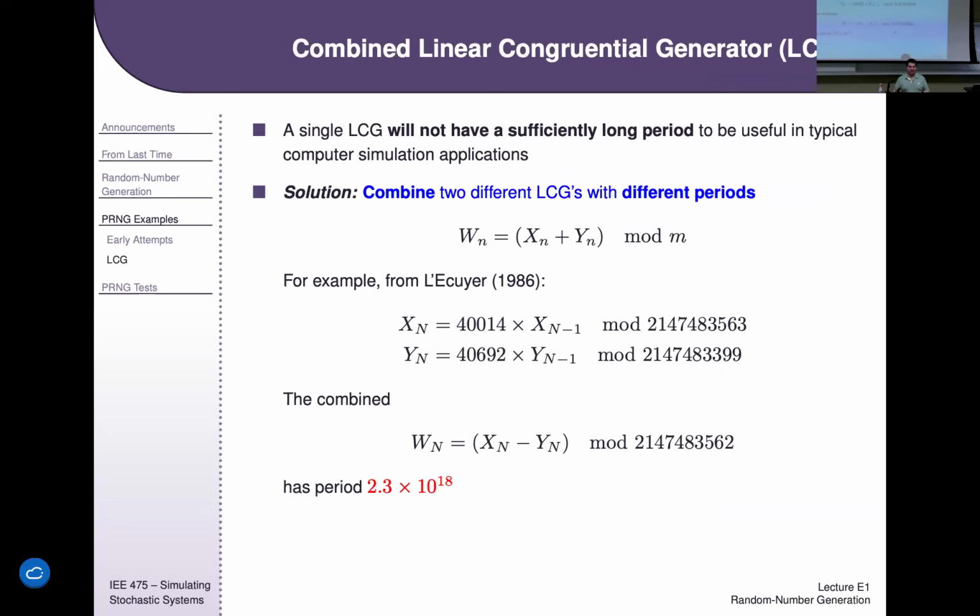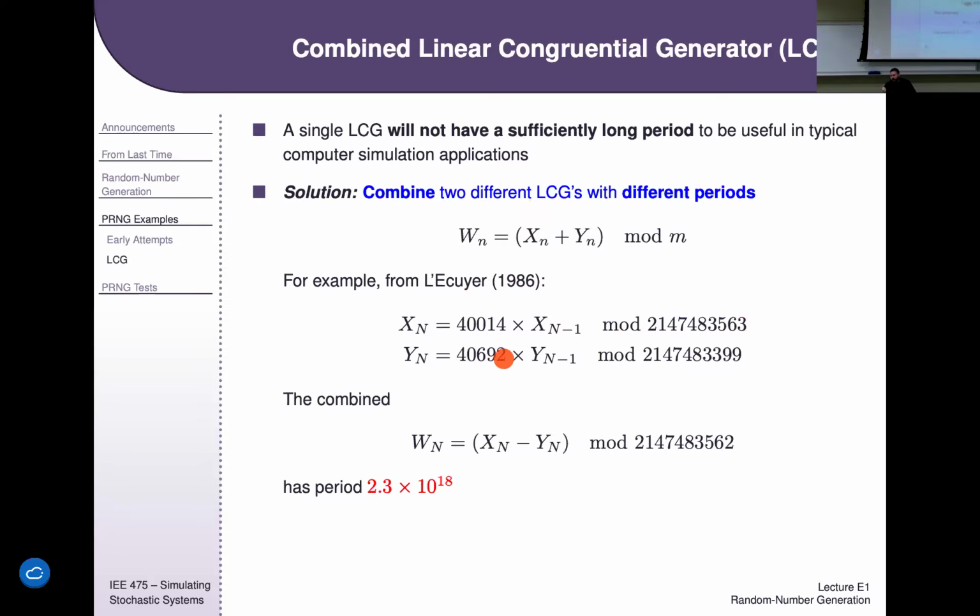So a solution to that issue is the so-called combined LCG, the CLCG. This allows us to get much, much longer periods without repeats. All we do is take two LCGs, each with a different modulus. So this one might have a modulus of 100, this one might have a modulus of 1,000. We add them together and then take that mod our new modulus. As an example, this is a published example. Here's one linear congruential generator.